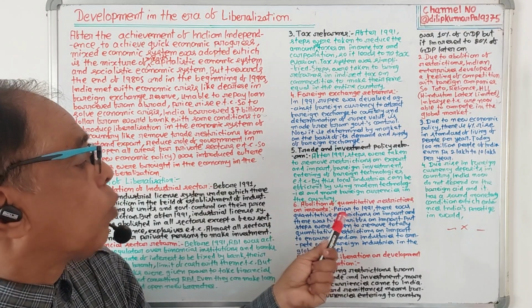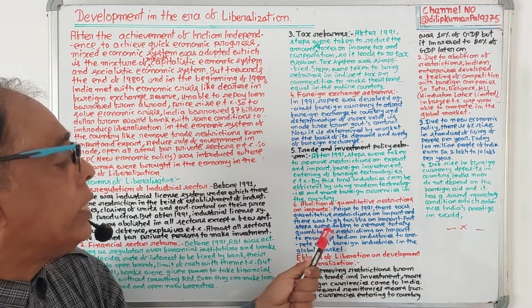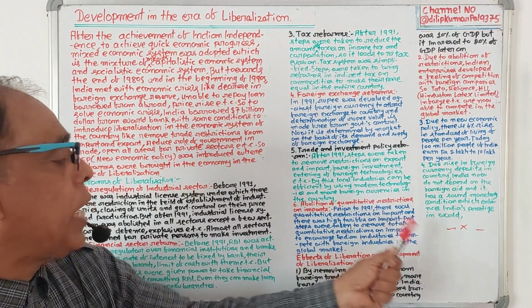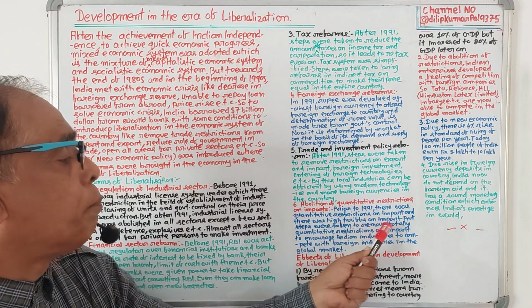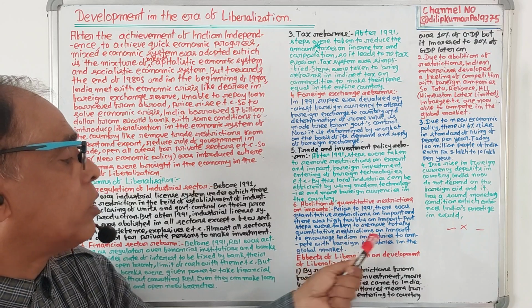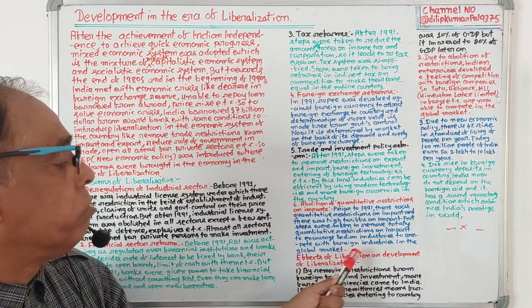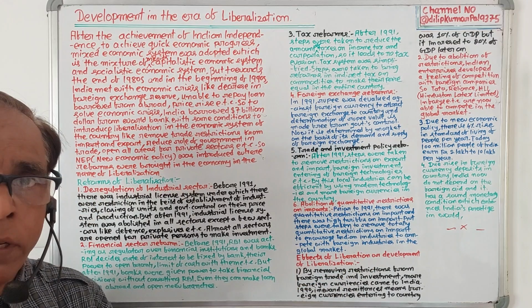Number 6, abolition of quantitative restriction on import. Prior to 1991, there was quantitative restriction on import and there was high tariff on import. But steps were taken to remove quantitative restrictions on import totally, to encourage Indian industries to compete with foreign industries in the global market.